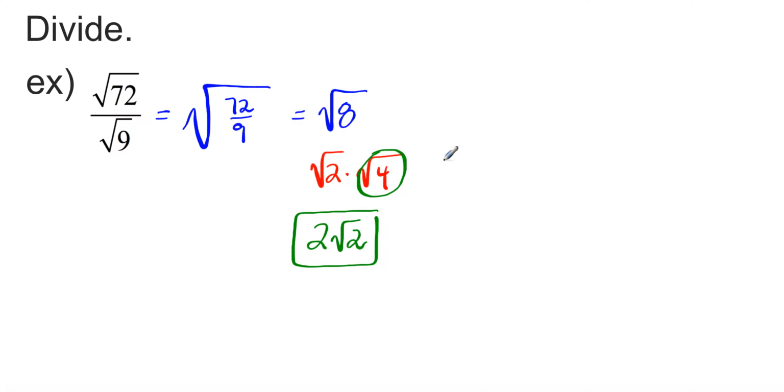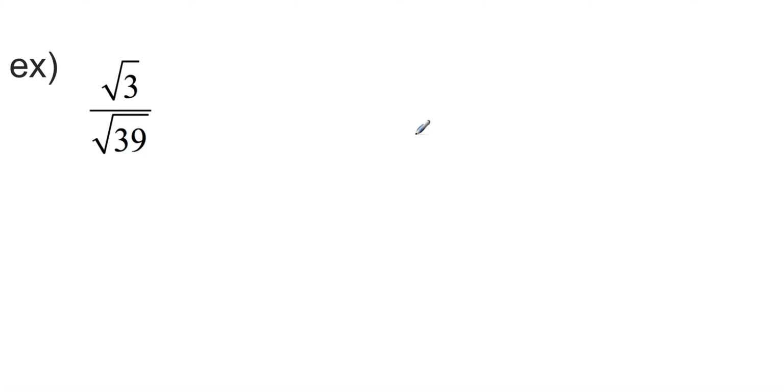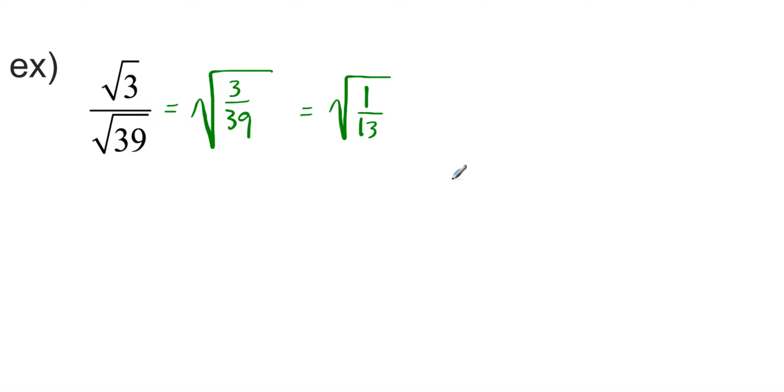All right, what if it doesn't divide evenly? What if we have the square root of 3 over the square root of 39? Well, what happens here is you can rewrite this as the square root of 3 over 39. And we can simplify this fraction, and this gives us the square root of 1 over 13.